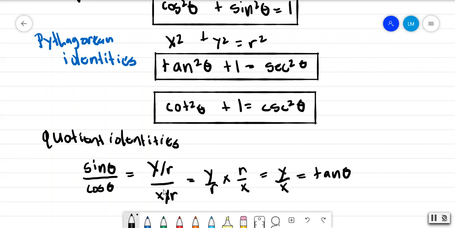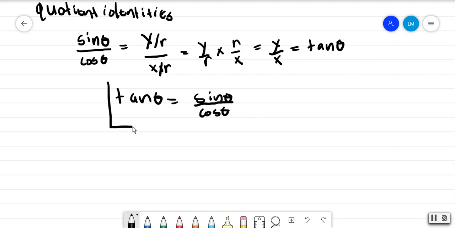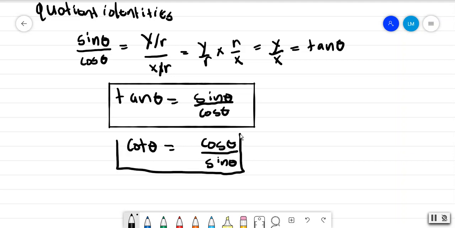So what that means is that we've identified another identity that tells us that tangent of theta is equal to sine theta over cosine theta. However, because you've already looked at reciprocal identities, that would imply that cotangent of theta is equal to cosine of theta divided by sine of theta. So we have another identity.